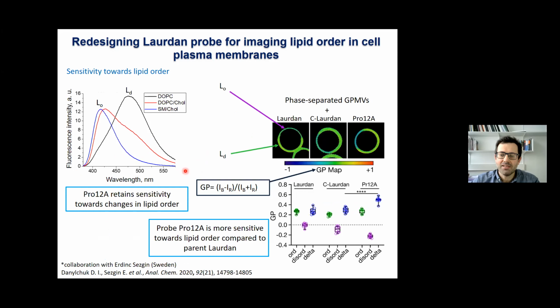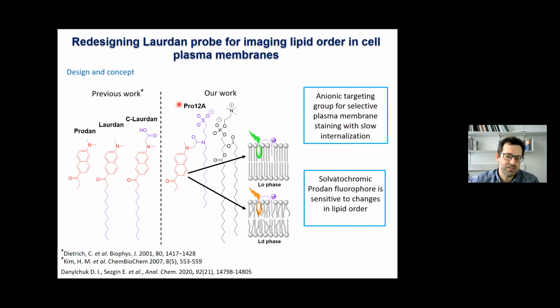Okay, and the motivation, I think I already explained. We wanted to be more specific to the plasma membrane. C-Laurdan was an attempt to do it, but as you will see, it's not really so efficient.